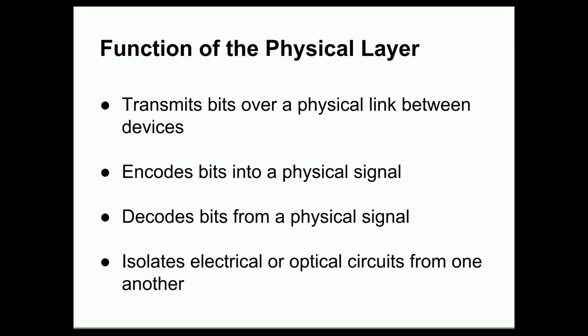It's also important for the physical layer to isolate different electrical or optical circuits from one another. In the case of an electrical circuit, for example, such as with an Ethernet network, a malfunctioning device on one part of the network should not be able to bring the entire network down by means of a short circuit or some other type of electrical malfunction. So the physical layer also needs to perform what's called galvanic isolation, keeping different circuits isolated from each other.